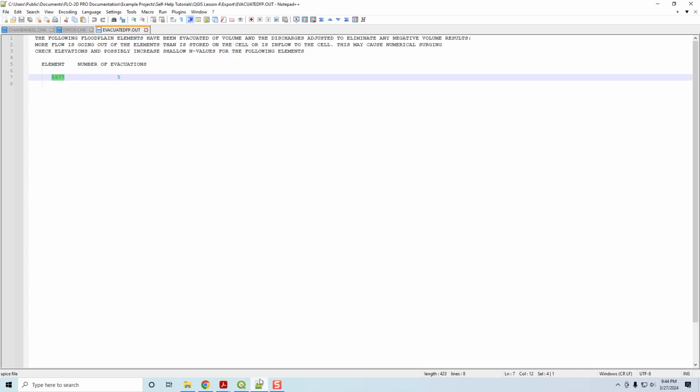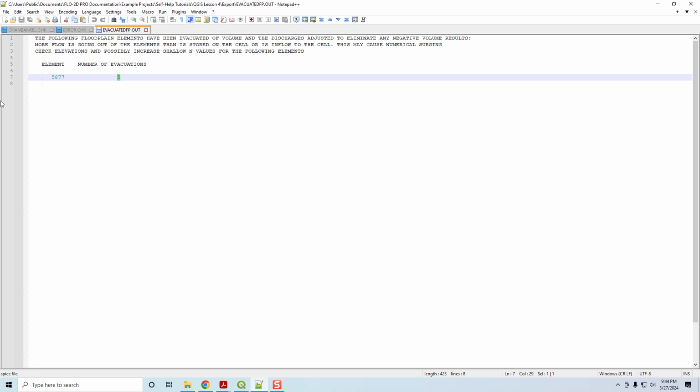And back in here, what causes a floodplain to fail is that it might have a high slope between two grid elements. Sorry, I didn't mean what caused a floodplain to fail. It didn't fail, it evacuated, and it evacuated 5 times. So that means over a single time step, it was completely dried out 5 times. And that could be that it has a very high slope between itself and its neighbor, and it wasn't refilling between time steps. It was completely evacuating, it wasn't refilling.